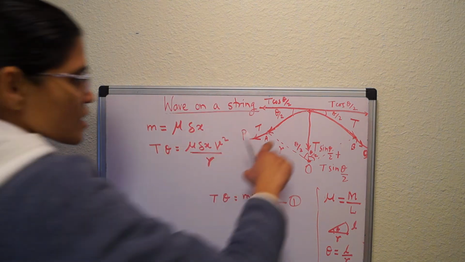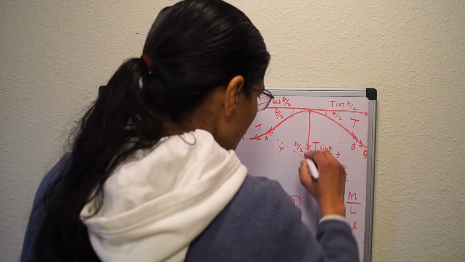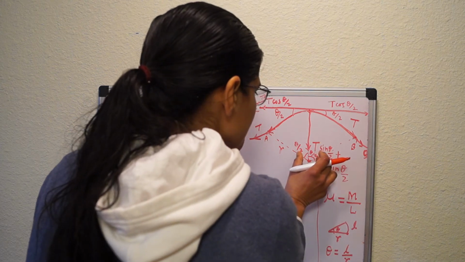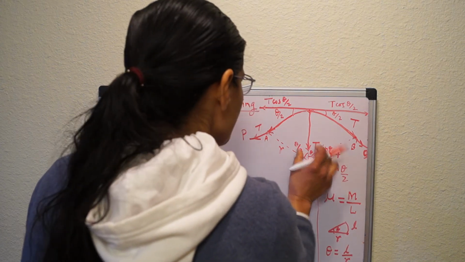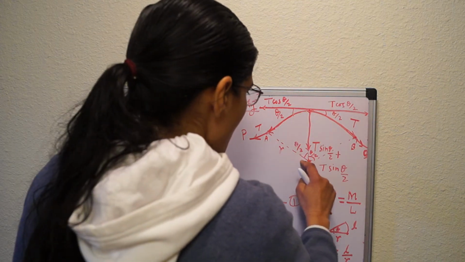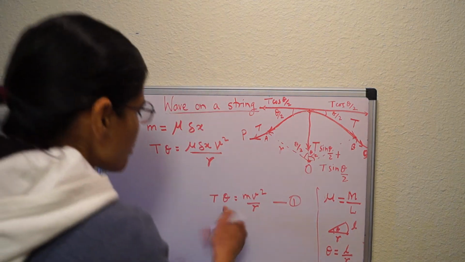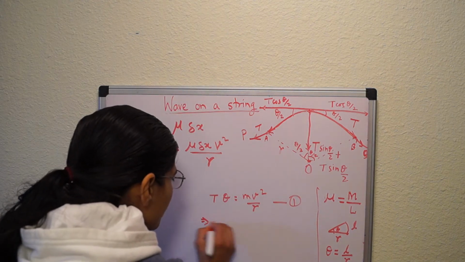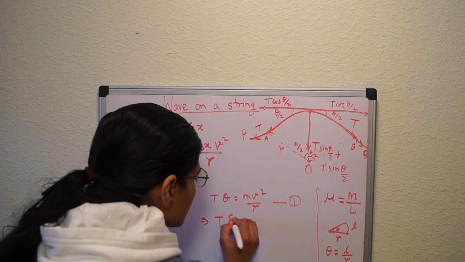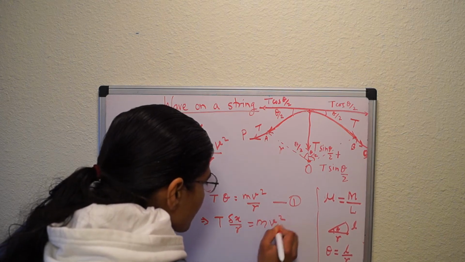So in this case, our theta is what? This whole thing, theta by 2, if we add that becomes the total theta here, and that theta is subtending an arc, which is AB, which has the length delta x, and then R is the radius of this curvature here, okay? So we should be able to write theta equal to what? Delta x by R, which is equal to m v squared by R.